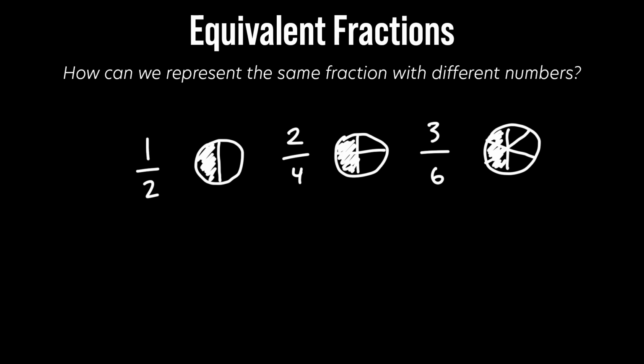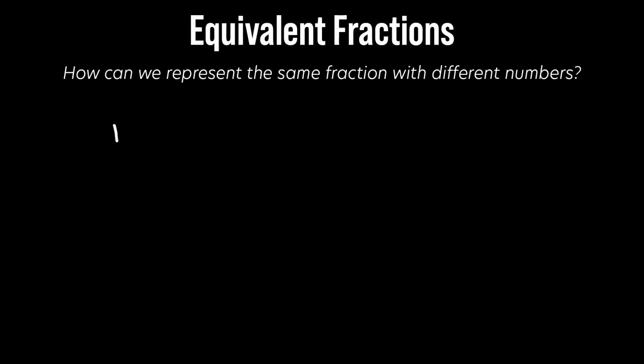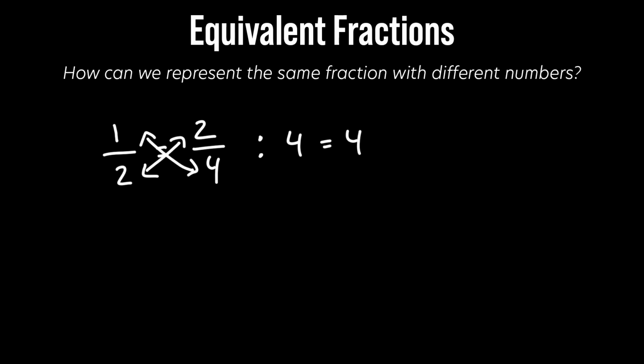Another way to prove that 1/2 is equal to 2/4, which is equal to 3/6, is by calculating the cross product. Here's how you calculate the cross product. You take 1/2 and the equivalent fraction 2/4, and you multiply diagonally on both sides. So we multiply like this. So 1 times 4 is equal to 4, and 2 times 2 is equal to 4. So this is how we can prove they're equivalent, because the cross product yields the same result.